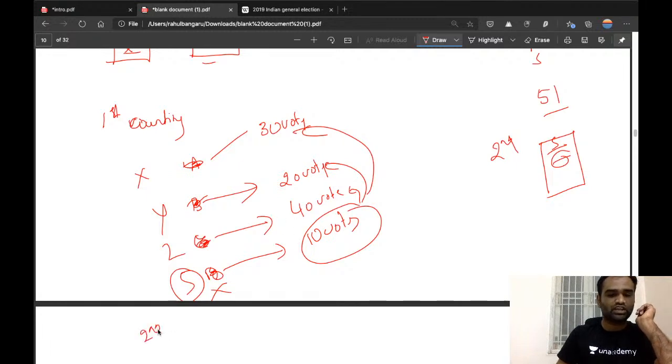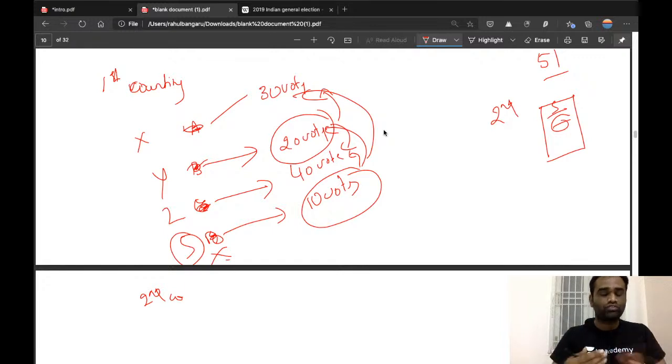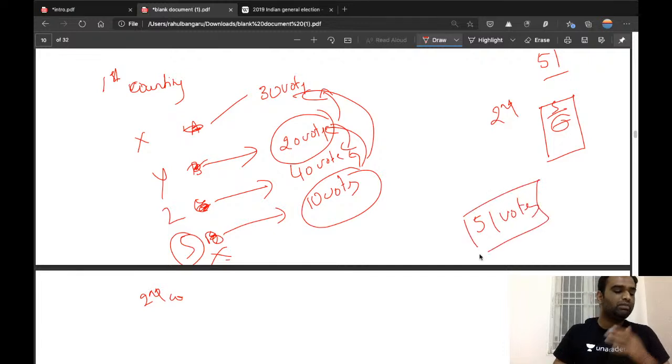In the second counting, S will be disqualified, and the second preference of the voters of S will be transferred to other candidates. Now even here, if no candidate is getting a majority, in the next counting, candidate Y will be disqualified, and the second preference of voters of Y will be transferred to both X as well as Z. So by this transfer of votes between various candidates, a majority will be arrived at. As soon as a person crosses 51 votes, they'll be declared the winner via single transferable vote.